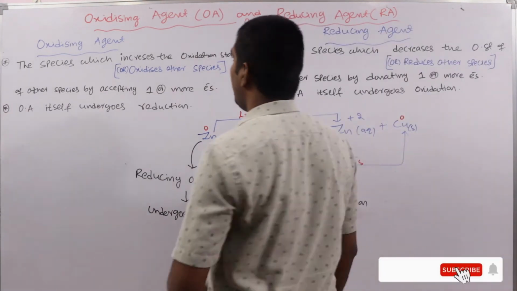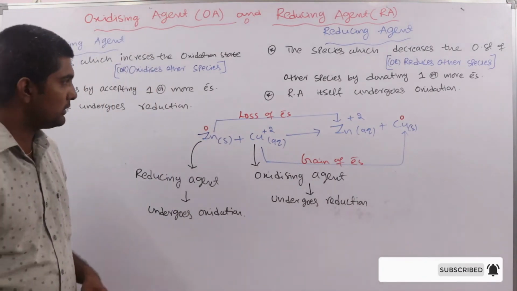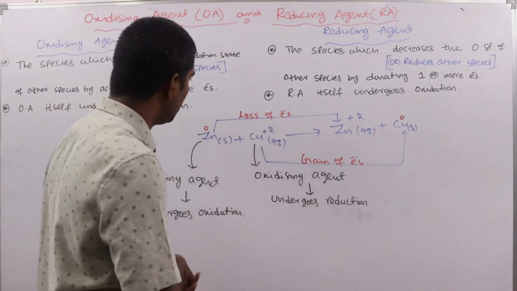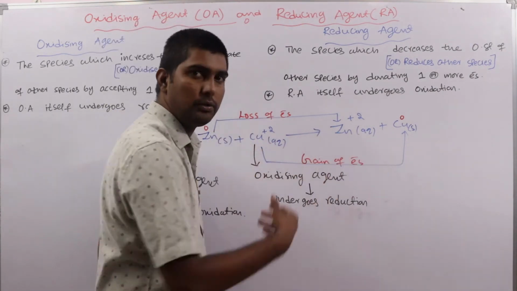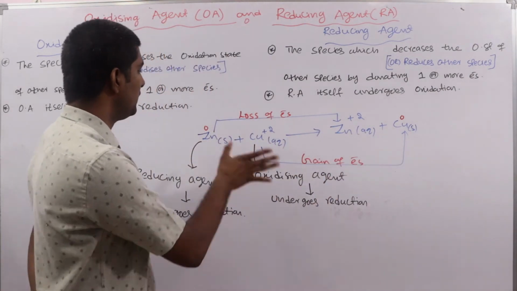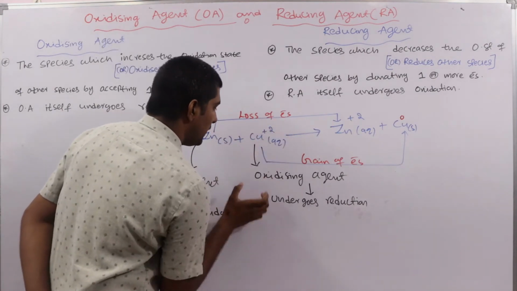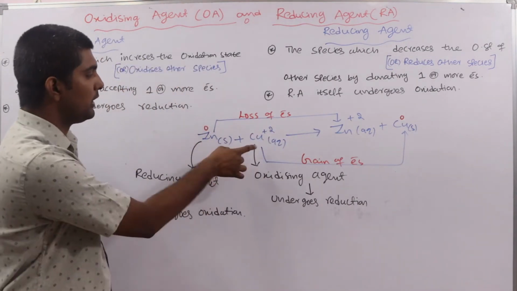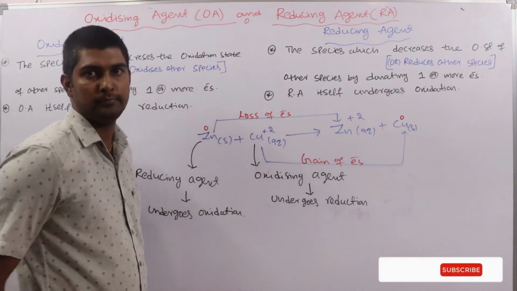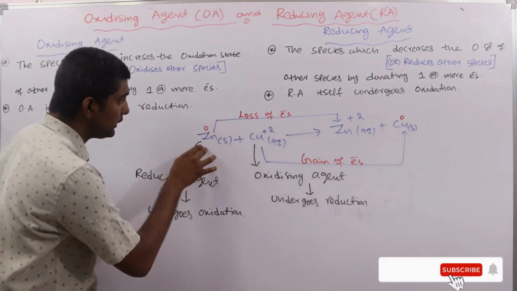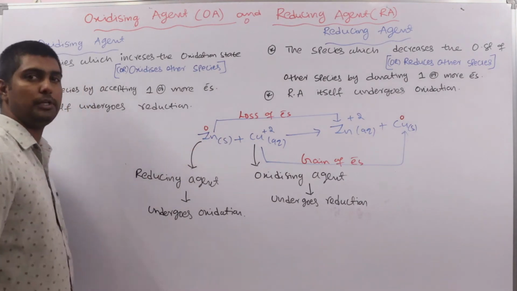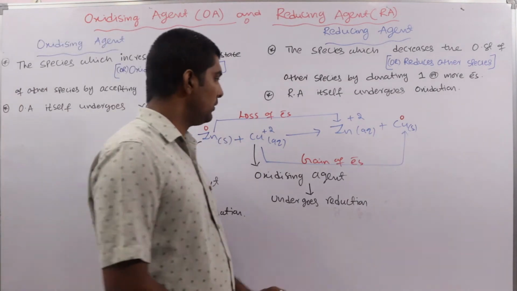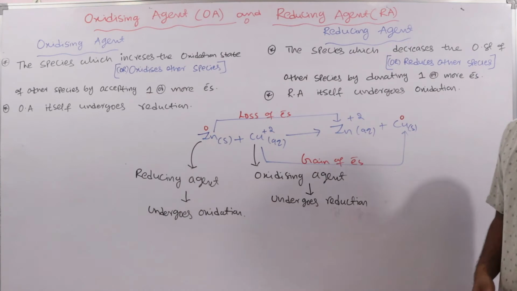So this is a redox reaction. What is happening overall in this reaction? Zinc is losing 2 electrons and copper is gaining those 2 electrons. Means this is taking electrons from the zinc, so that's why it is oxidizing zinc. Or zinc is giving electrons to the copper, so that's why it is a reducing agent. Yes or no? No need to be confused, very simple.